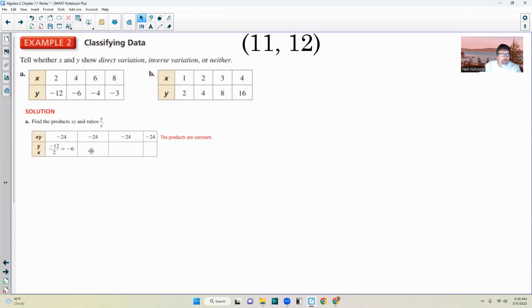-6 divided by 4 is -3/2. -4 divided by 6 is -2/3. And -3 divided by 8 is simply -3/8. Okay, the ratios are not constant.